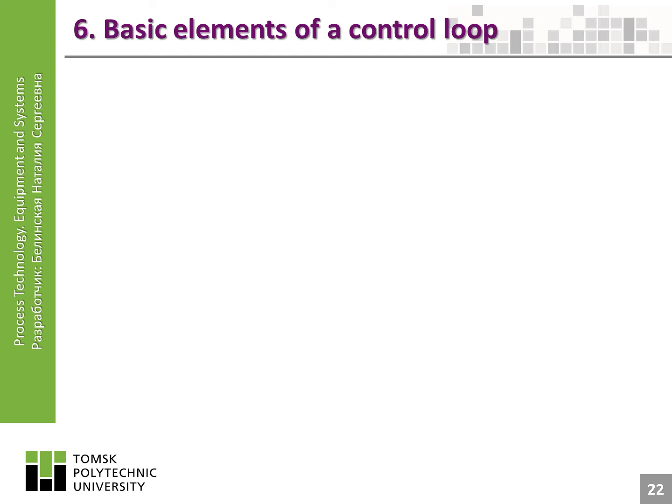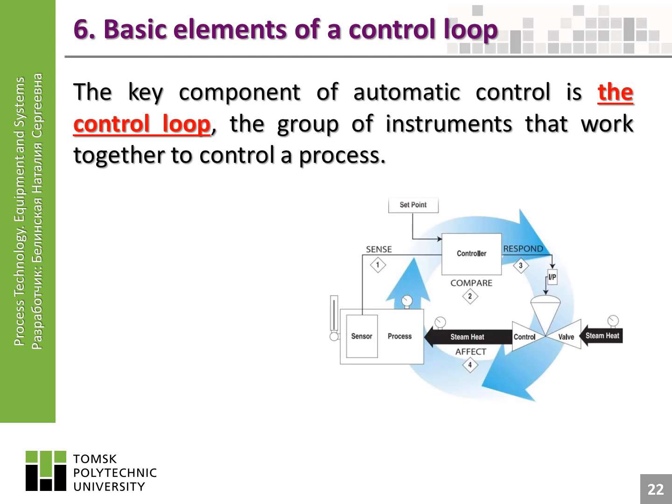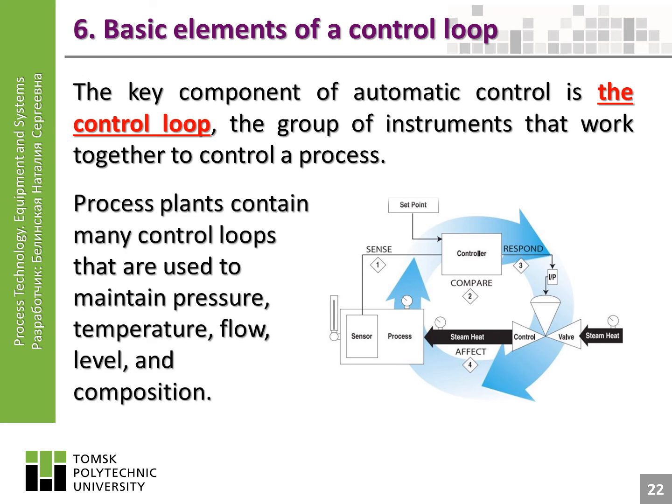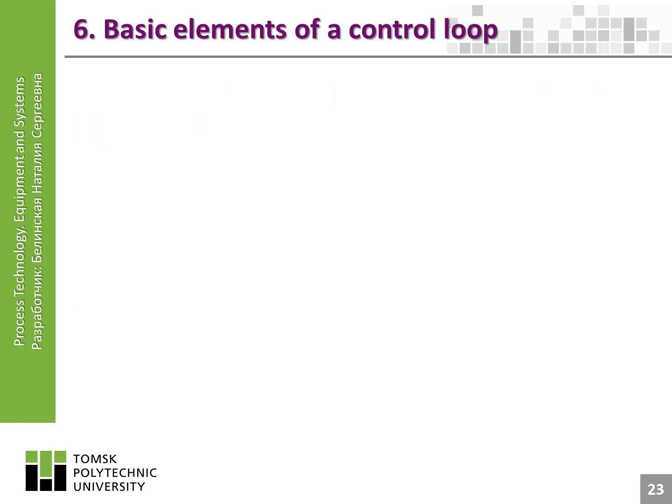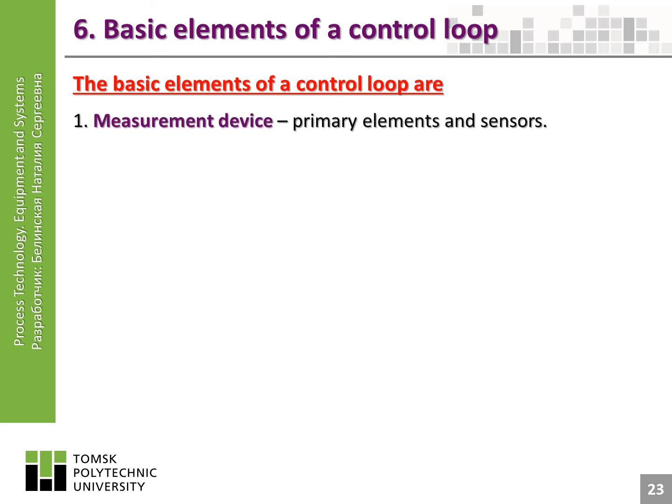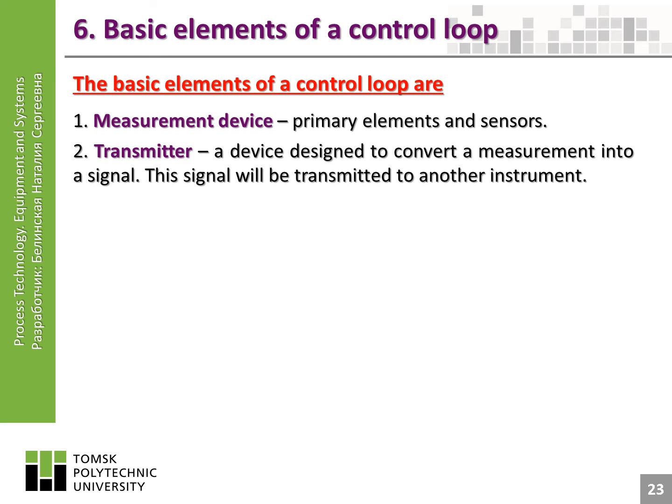Basic elements of a control loop. The key component of automatic control is the control loop, the group of instruments that work together to control a process. Process plants contain many control loops that are used to maintain pressure, temperature, flow, level, and composition. The basic elements of a control loop are measurement device, primary elements and sensors. Transmitter, a device designed to convert a measurement into a signal. This signal will be transmitted to another instrument.